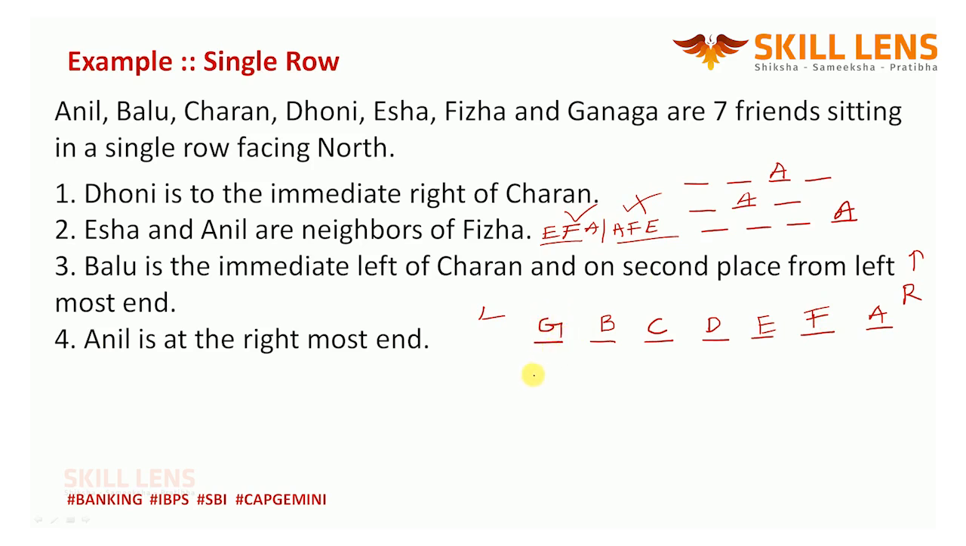So this is the linear arrangement in a single row. That's it, guys. So the arrangement is: G is at the left end, after that B, after that C, after that D, after that E, after that F, and after that A. So A is at the right end and G is at the left end. Once you know this concept, your job is a cakewalk. Now you can solve whatever questions follow. Let's try to answer your questions.